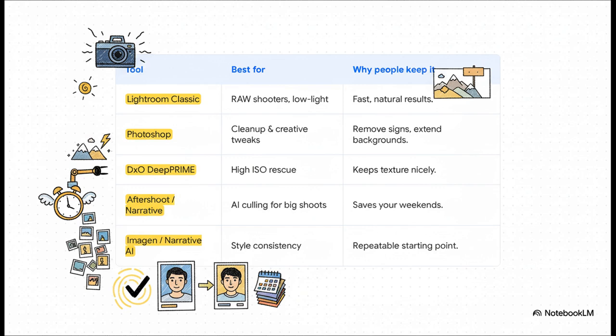Photoshop's generative fill is a magician for removing stuff. For those really high ISO nightmare shots, a dedicated tool like DxO DeepPRIME can be a total lifesaver. But look at the bottom two. The real game changers for your time are tools like Aftershoot for culling and Imagen for style matching. Seriously, these can give you your weekends back.